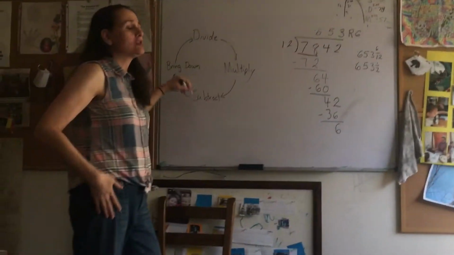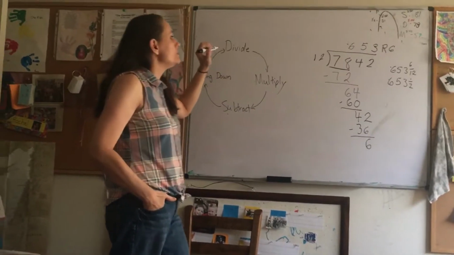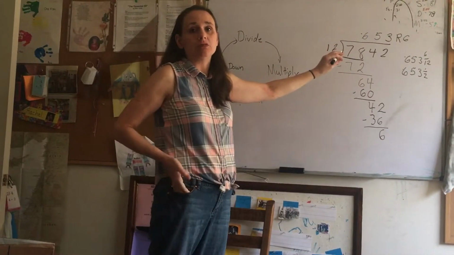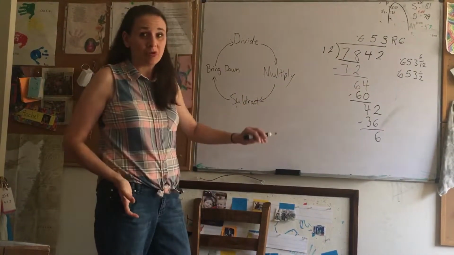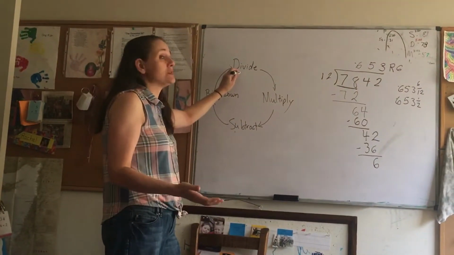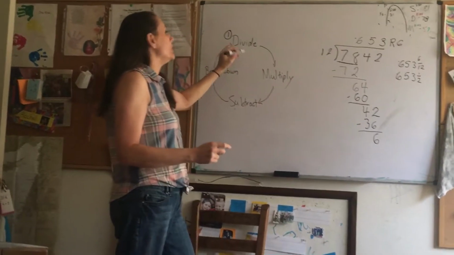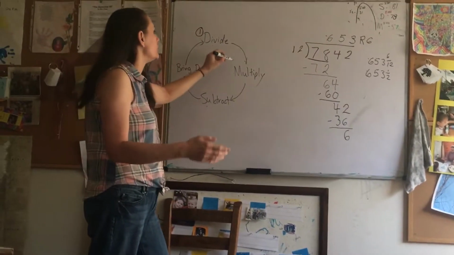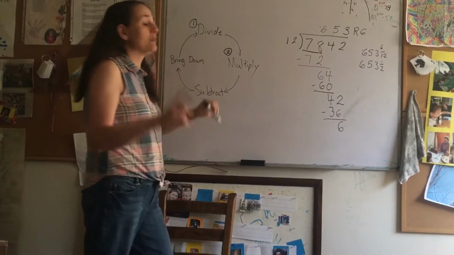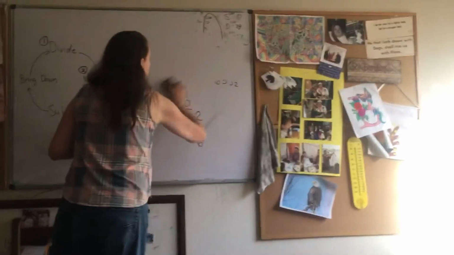Now when you teach this to your student, you teach them this circle. You go through 1 or 2 problems like I did on the board. Then you give them a problem and you say, what are you going to do first? They should say, divide. Good. What are you going to do next? Multiply.